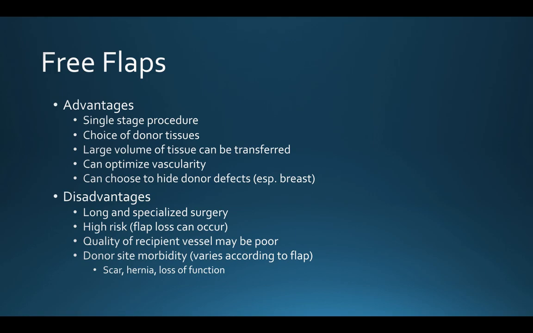You can choose the high donor defects, especially in the breast. So patients who get TRAM flaps or DIEPs, as we'll talk about here in a minute, they actually end up getting a tummy tuck with that, because that's how they close the donor site.